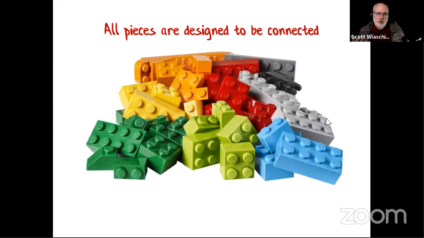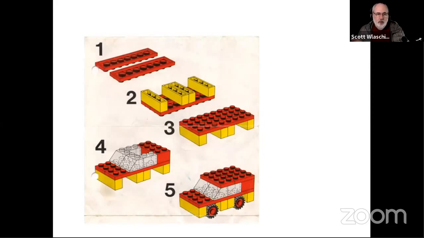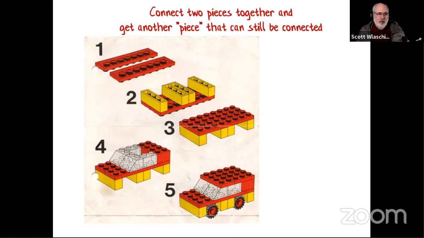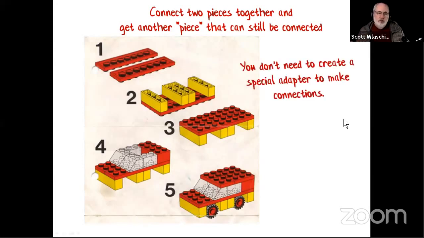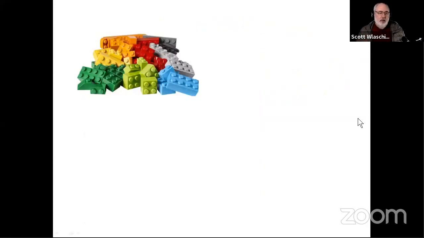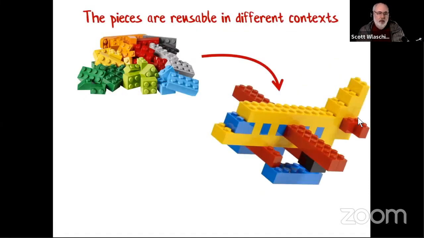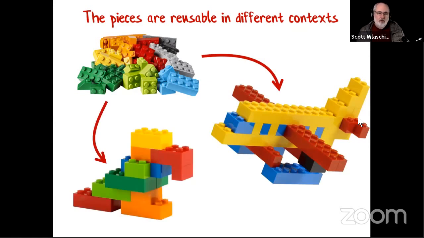So here are all the pieces being designed to be connected. They all have the little bumps on them. Here is an example of connecting Lego pieces to make a bigger piece. After the first step, you have another piece of Lego, and then you have another piece of Lego, and you can keep adding and adding and adding new pieces to the existing pieces. You don't need any special adapters. You don't need to do anything weird. All pieces can be added to, right? And then finally, of course, you can make something out of Lego, and then you can break it apart and make something else out of the same pieces.